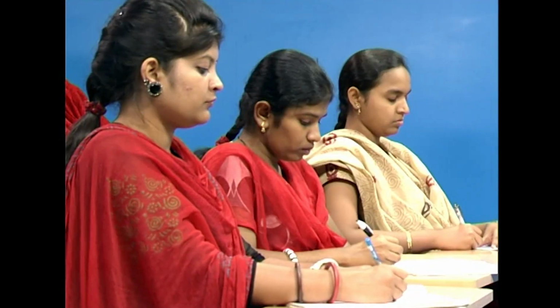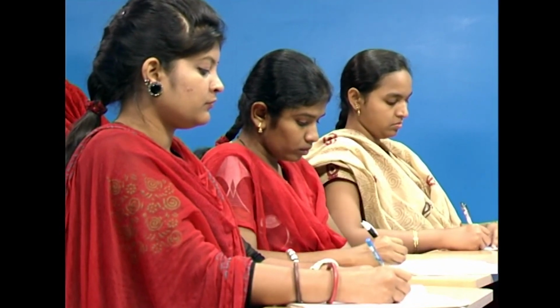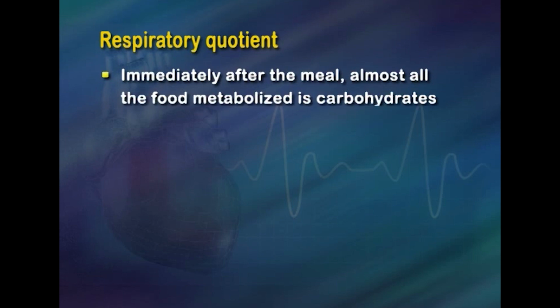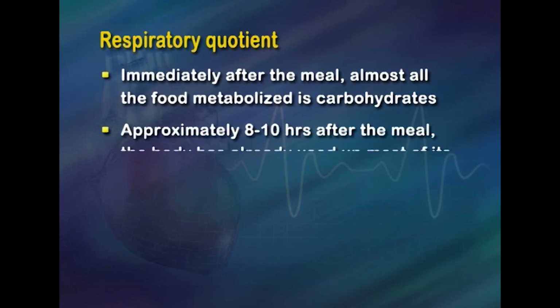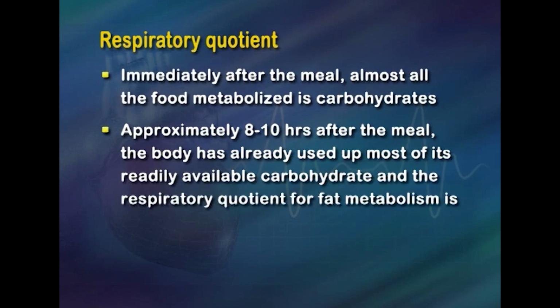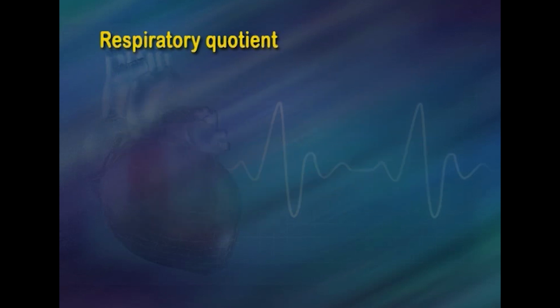It is known that 1 gram of urinary nitrogen arises from the metabolism of 6.25 grams of protein. Some of the important findings from the studies of RQ are: immediately after the meal, almost all the food metabolized is carbohydrate. So, the RQ at the time approaches 1, and approximately 8 to 10 hours after the meal, the body has already used up most of its readily available carbohydrate, and the respiratory quotient approaches that of fat metabolism, which is approximately 0.7.